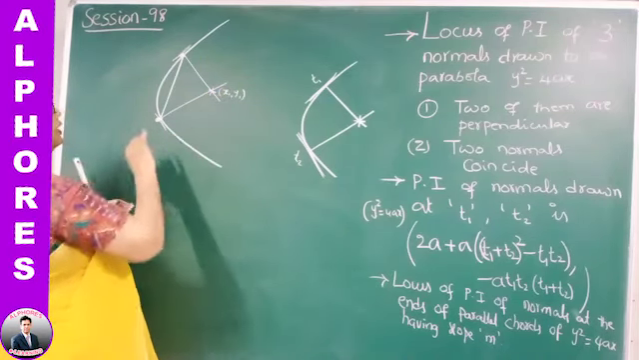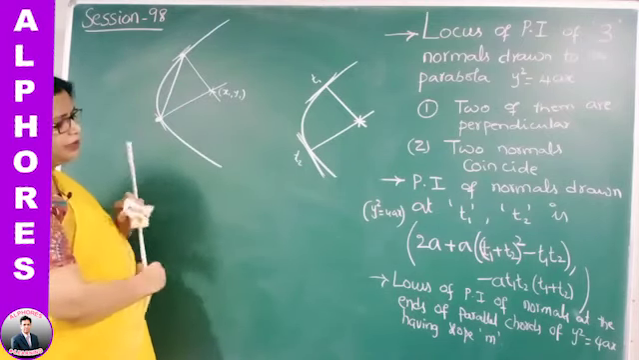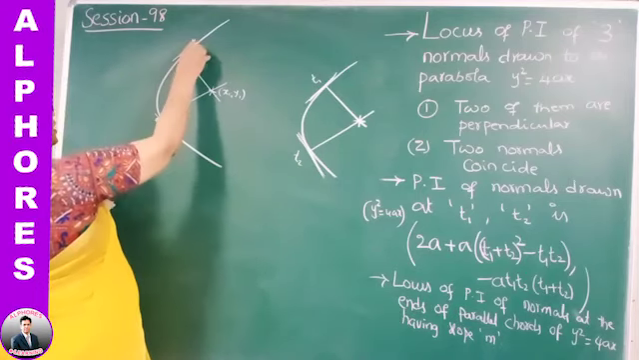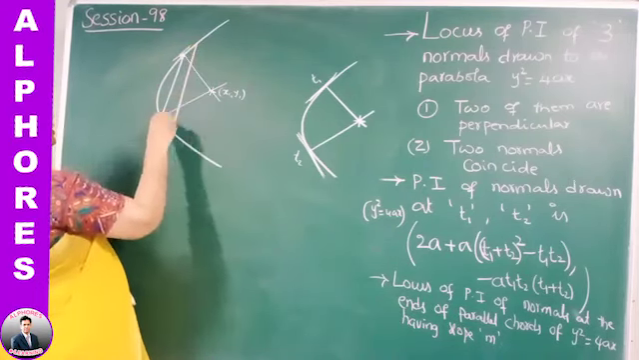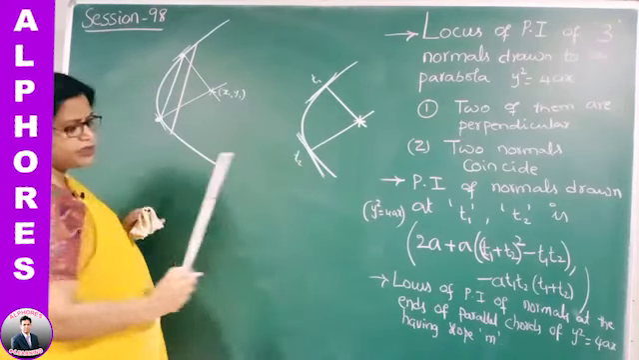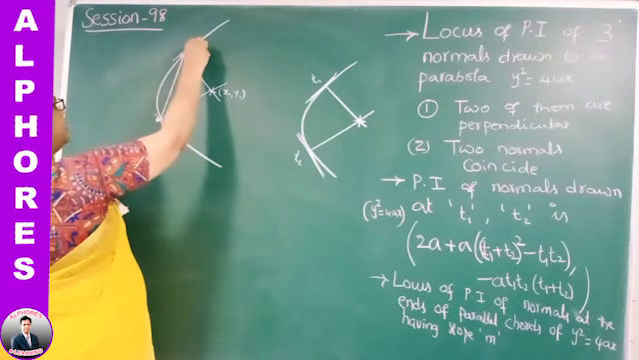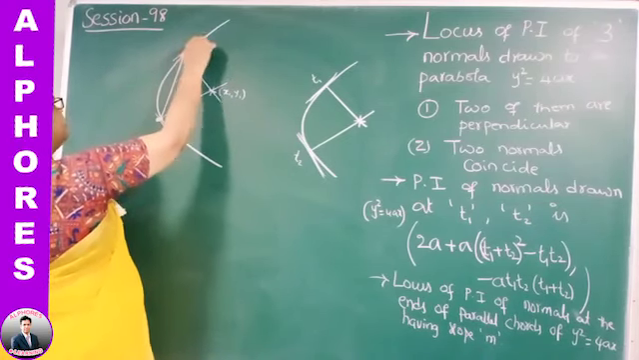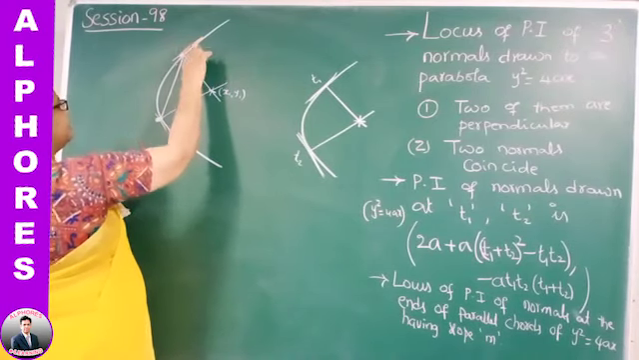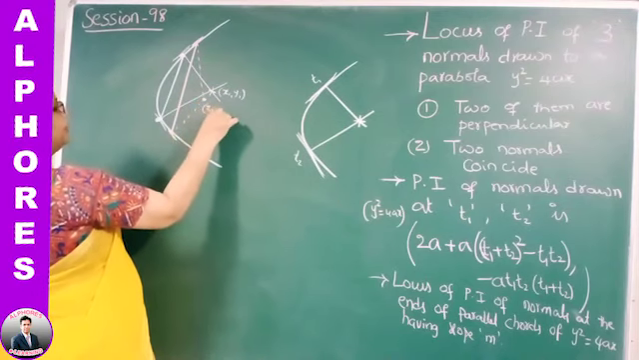Next, another chord we are taking. They are telling parallel chords, so another chord I am taking like this, parallel to this one, and all of them have slope m. Again, if you take normals at the ends of these two, they intersect at some other point. Suppose this point of intersection is x2 y2.